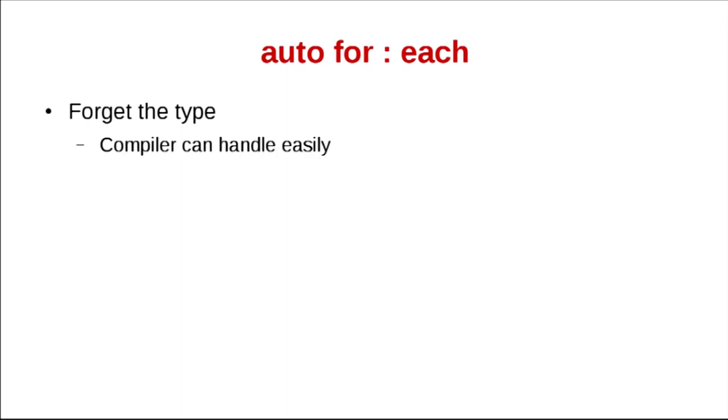But it gets better, and I kind of just did it right there. There's an auto for each as well. So you get to forget the type, and the compiler can handle it very easily on its own. For auto i colon list, and we just loop through. Beautiful. All right. So let's go to our last. Are there any questions so far about for each loops?